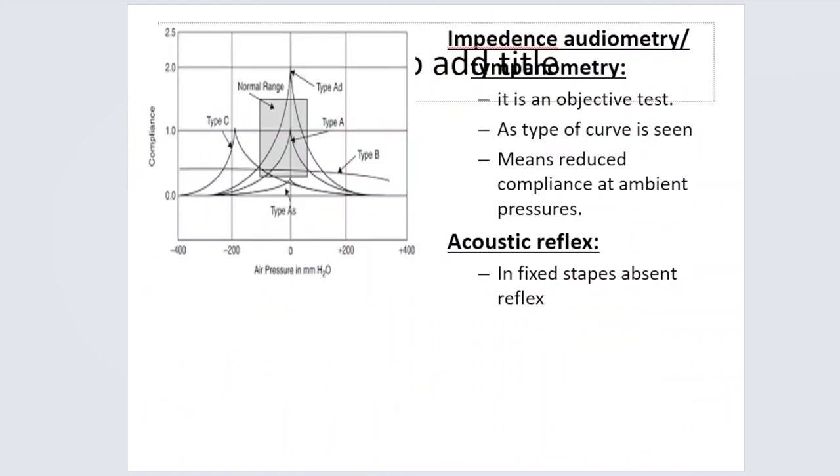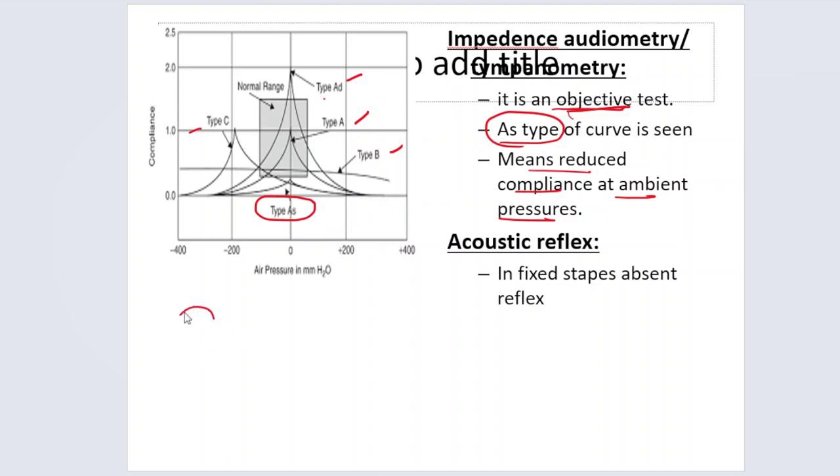Now coming to impedance audiometry, it is an objective test, so you can depend more on it compared to pure tone audiometry. Characteristically, an AS type curve is seen. What does it mean? It means reduced compliance at ambient pressure. Now we will come to the impedance audiometry curves. All the curves that you see are type A, type AD, type B, type C, and type AS. This is our AS type of curve.